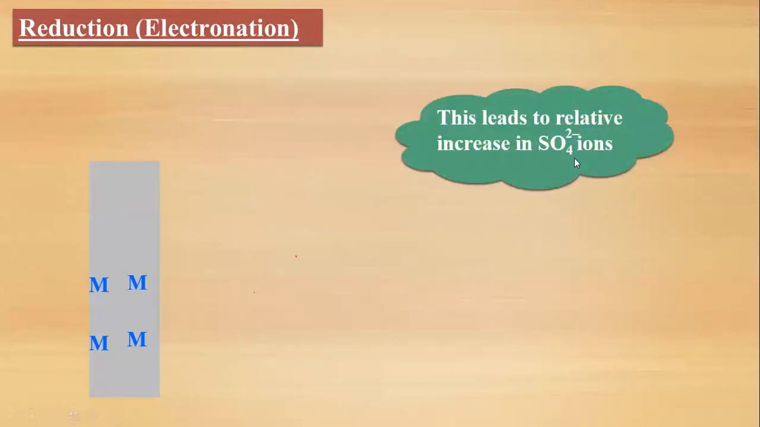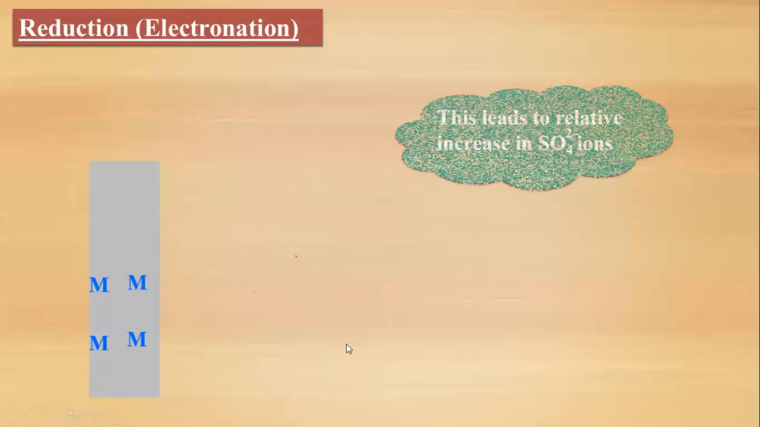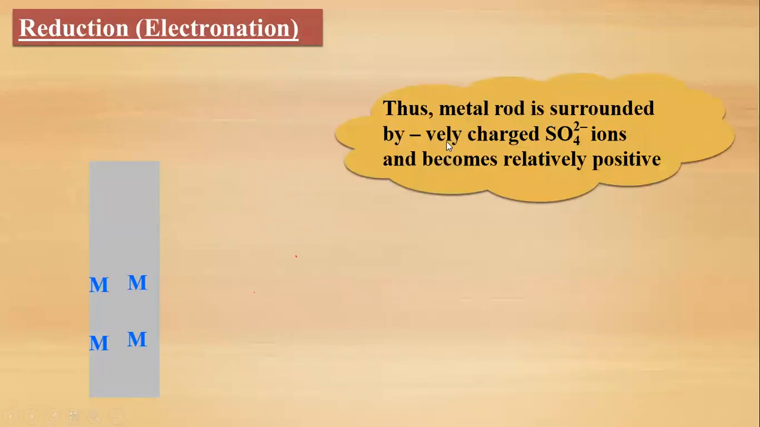This leads to an increase in the SO4 ions. Thus, the metal rod is surrounded by negatively charged SO4 minus ions and becomes relatively hot. Right?